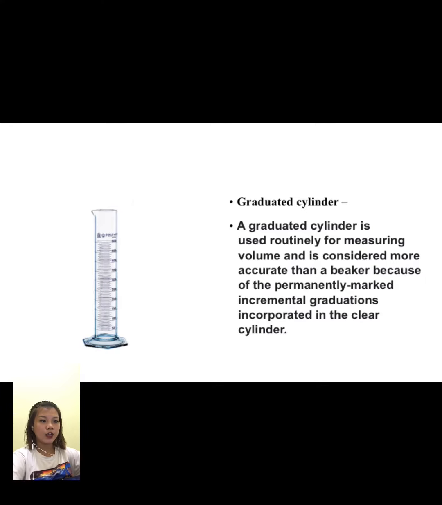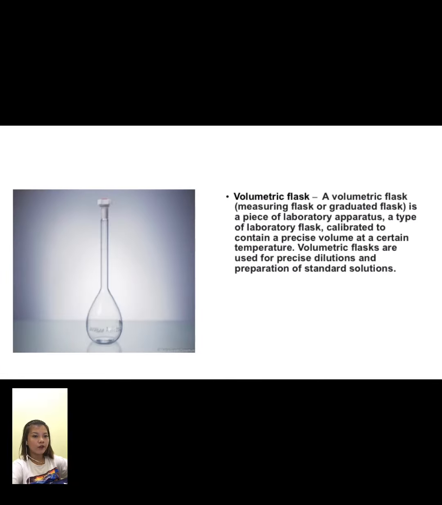A graduated cylinder is used routinely for measuring volume and is considered more accurate than a beaker because of the permanently marked incremental graduations incorporated in the clear cylinder. Second, volumetric flask. A volumetric flask, measuring flask or graduated flask, is a piece of laboratory apparatus, a type of laboratory flask calibrated to contain a precise volume at a certain temperature. Volumetric flasks are used for precise dilutions and preparation of standard solutions.